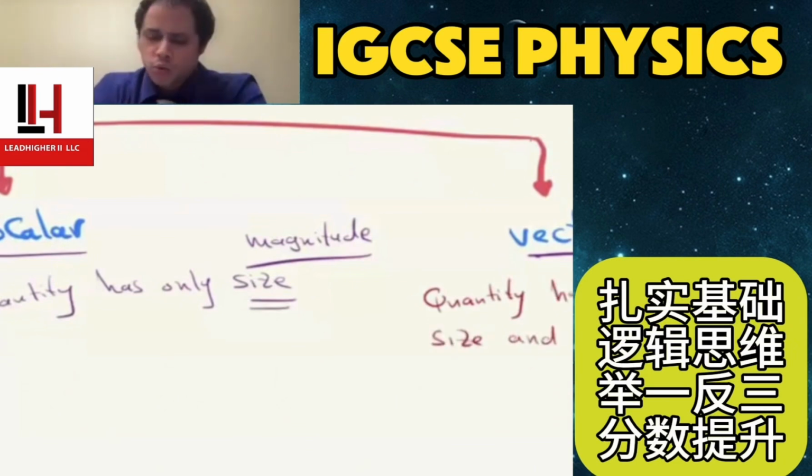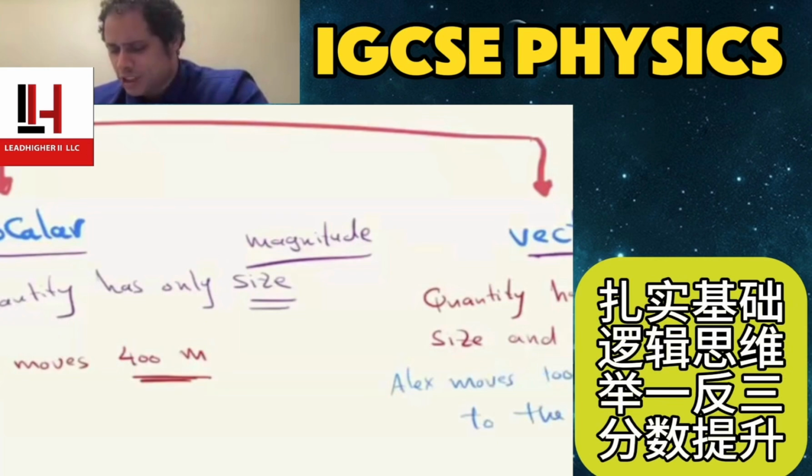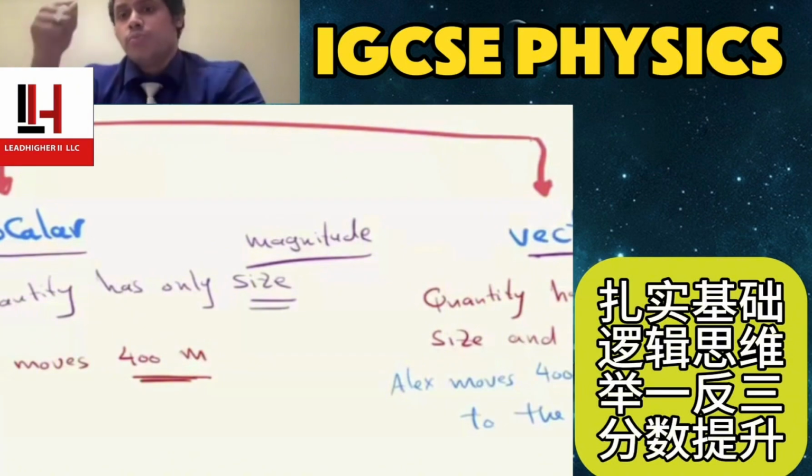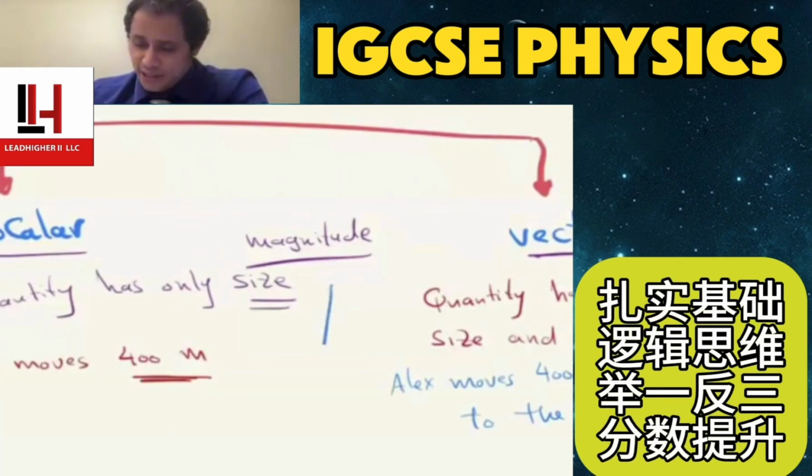So when I say Alex moves 400 meters, I just have size only, just the distance, 400 meters. But when I say Alex moves 400 meters to the north, I'm talking about direction. So I'm talking about vector. So a scalar, no direction. Vector, I have direction as well. So magnitude and direction. Okay, this is the first thing.